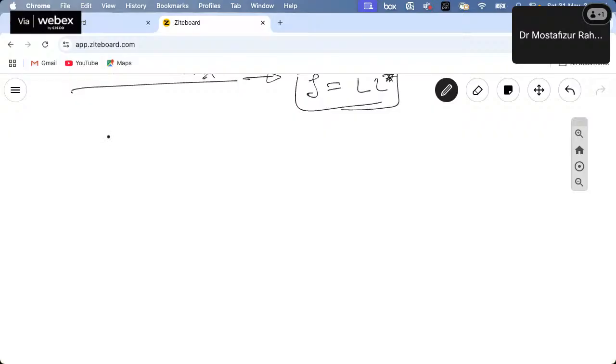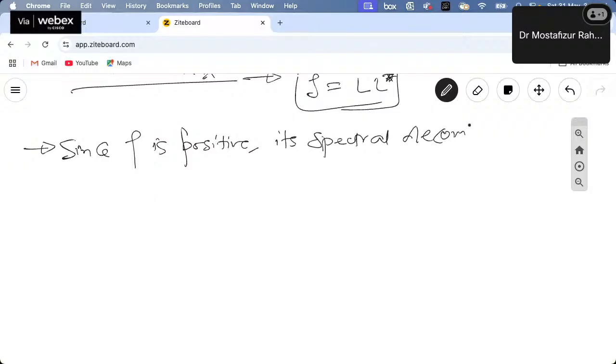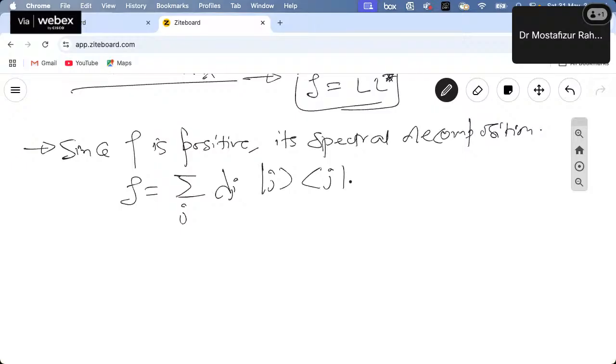There is an alternate story: since rho is positive, I can do the spectral decomposition through eigenvalue decomposition. I can diagonalize this as rho equals the sum over j of lambda_j times the state vector |j><j|, where these lambda_j are real numbers because this is a positive semi-definite matrix, and of course a Hermitian matrix. The elements of rho are typically a Hermitian matrix, and that's why these eigenvalues are real, and these eigenvalues are non-negative because the matrix itself is positive semi-definite.